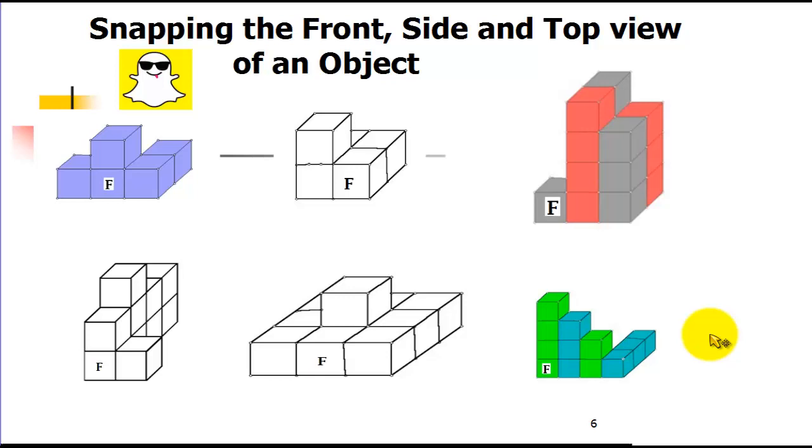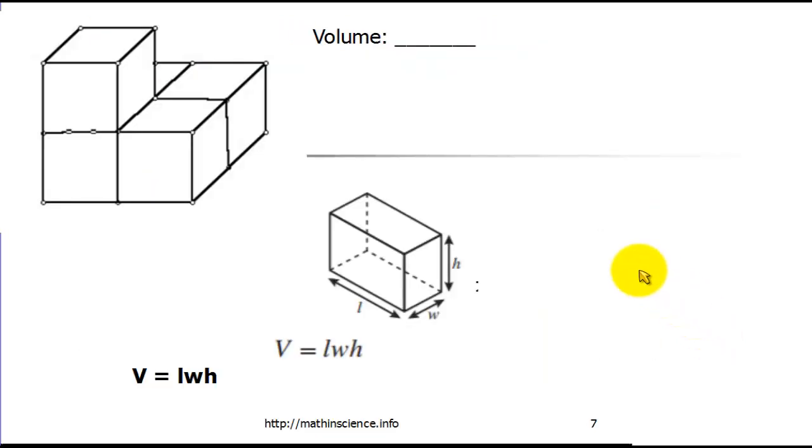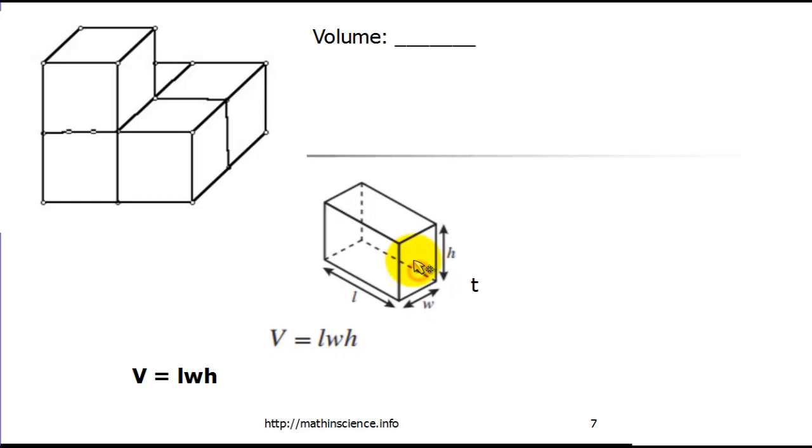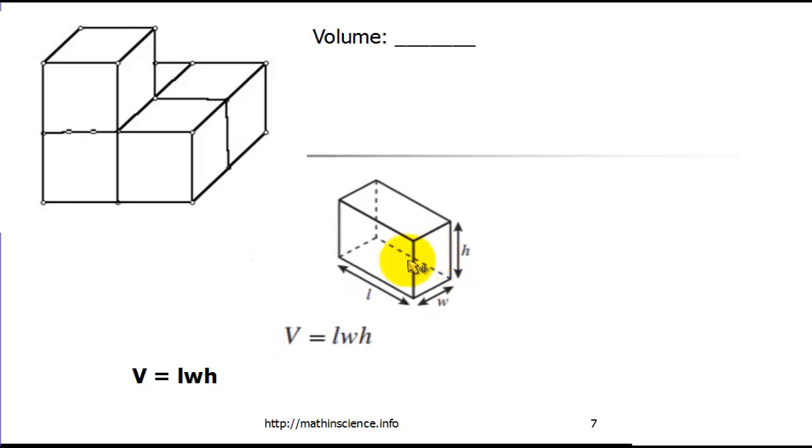Okay, next we are going to learn how to find the front, side, and top view of an object. Before we start, let's try to revisit how to find a volume of a rectangular prism. Rectangular prism is a three-dimensional figure. It has a length, width, and height. To find the volume, we have to use the formula length times width times height.